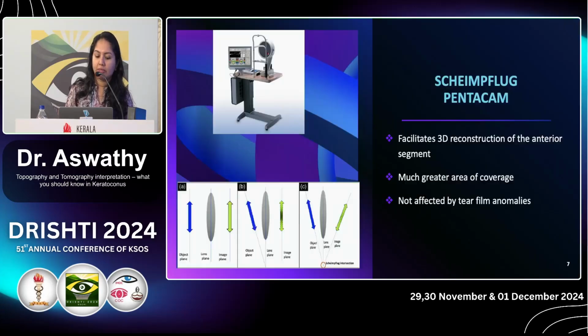And in the Scheimpflug imaging, the Scheimpflug technology is used. The advantage of this technique is that it facilitates a 3D reconstruction of the anterior segment. Therefore, in addition to the anterior curvature, we can also know about the posterior curvature, the corneal thickness, the anterior chamber depth, in addition to details about the lens. Also, it has a much greater area of coverage. The limbus to limbus area of the cornea is covered, whereas in topography, only about 40 to 60% of the cornea is covered. And also, this is not affected by tear film abnormalities, unlike in topography.